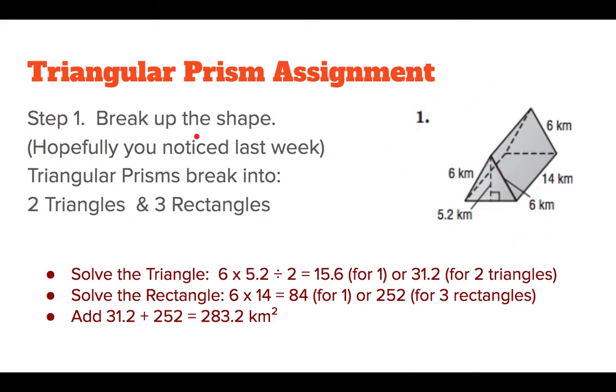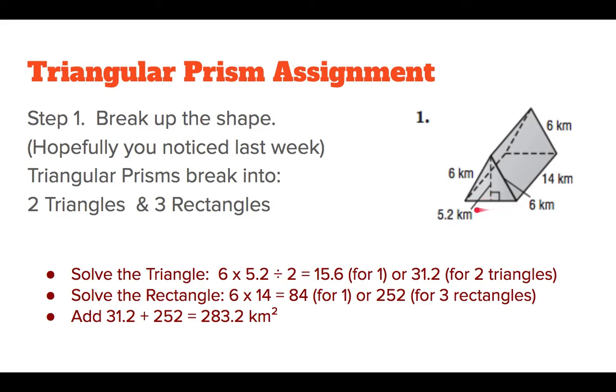First things first, step one, you want to break up the shape. I'm hoping that you all noticed last week that when you break up a triangular prism, what you always end up with is two triangles and three rectangles. So triangle 1, triangle 2. You have the two side rectangles and the bottom rectangle. Step 1 is to solve for the triangle.